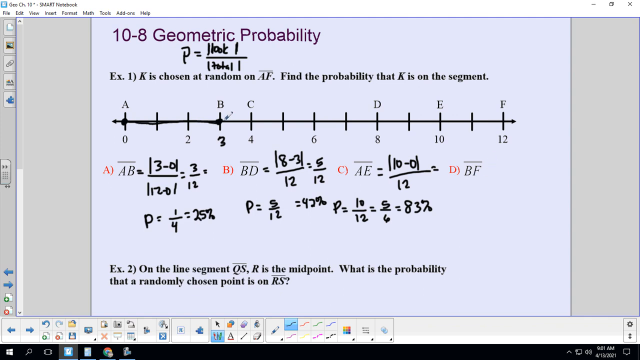All right, BF is 12 is F, 3 is B, and we know the whole distance is 12. 12 minus 3 is 9. 9/12 reduces to 3/4, and I know that one by heart. That is 75%.